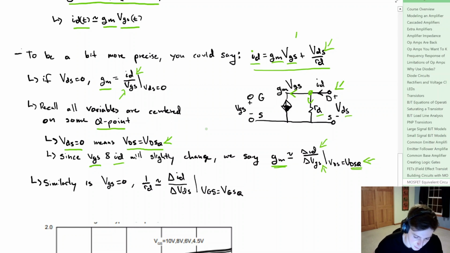Now if we come back to this equation and we set v_gs equal to 0, or at some Q point, we can set up this relation where we have 1 over r_d approximately equal to the differential in the drain current, divided by the differential in the drain to source voltage, at v_gs being equal to the Q point, or V_GSQ.